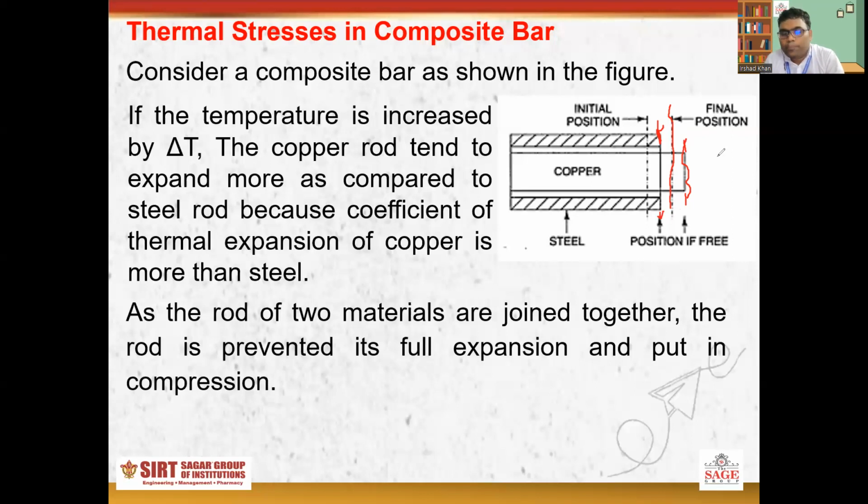So we can conclude here that because the copper has the more coefficient of thermal expansion, it comes under compression, and steel has less, so it's in tension. So let's derive a relation for the thermal stresses. So first, okay, let's erase this part. Okay, next slide.